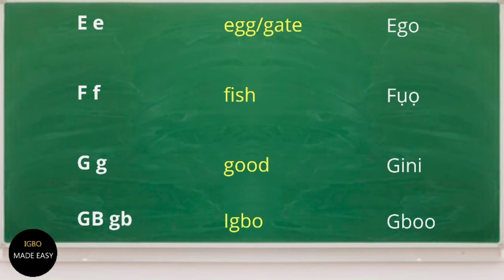The next one is we. We doesn't have any English sound that I could use to bring it home, but this one has been used a lot. It sounds like English. It is the word Igbo. So if you don't know anything in Igbo, you know how to say Igbo. You understand? So that b in Igbo is the sound of we.